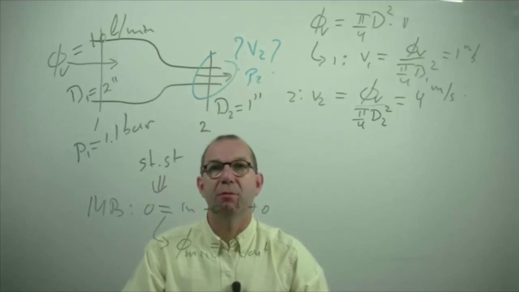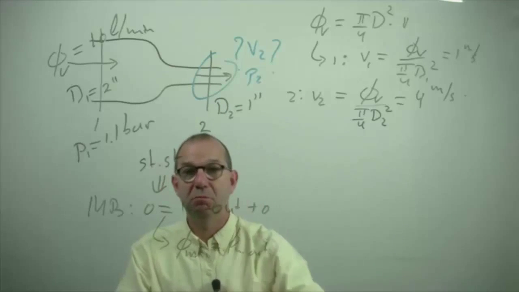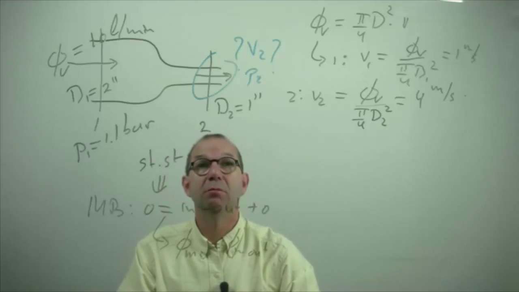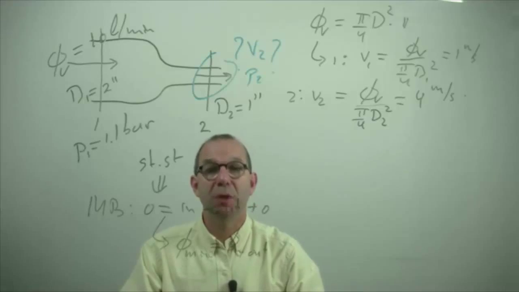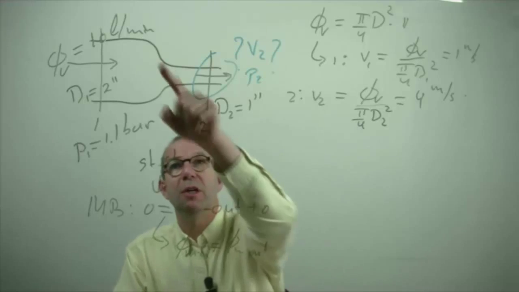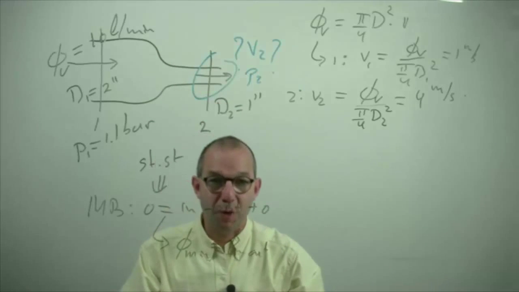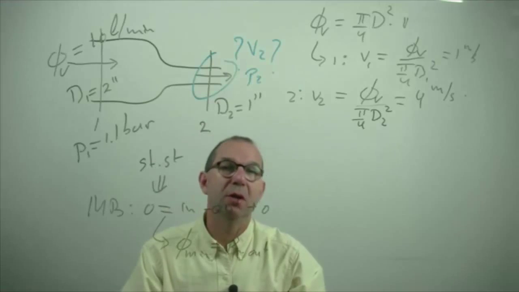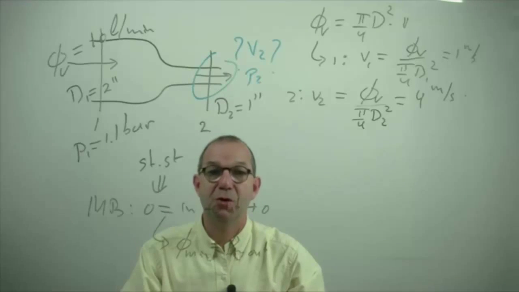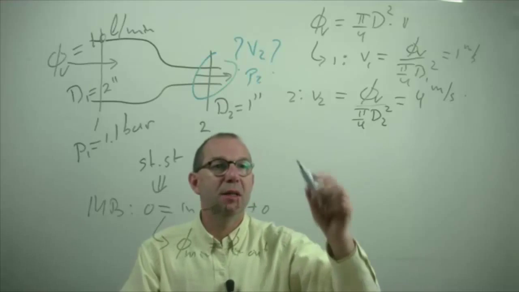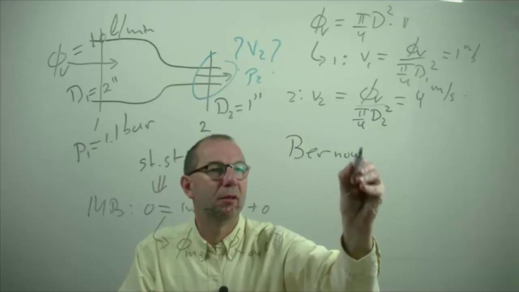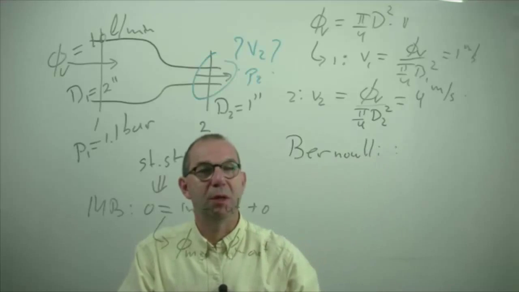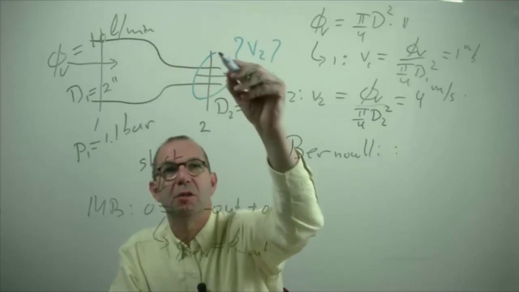Now what's the pressure? Would it be higher? Or would it be lower? You could argue both ways. Let's see how we do this. In this system we assume that this narrowing is gradual, so that frictional effects are small and can be neglected. That means that we can use Bernoulli's equation between point 1 and 2.